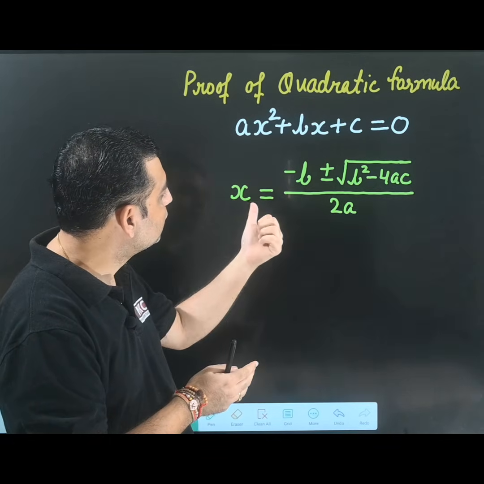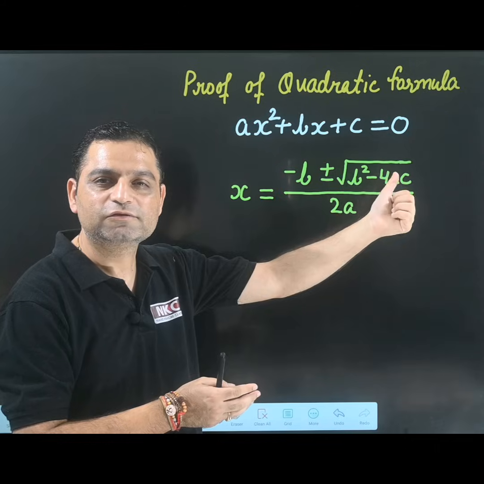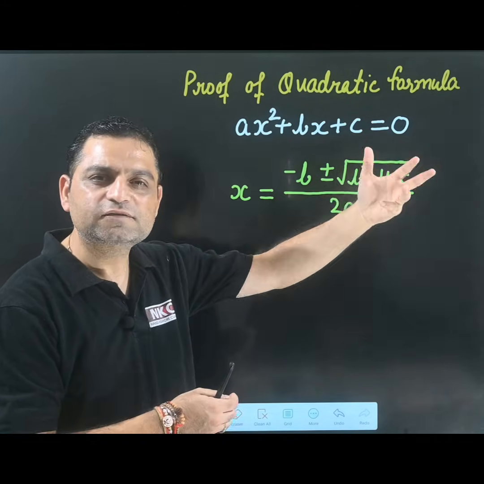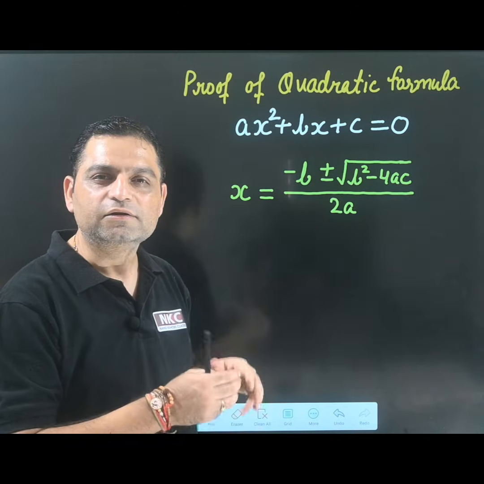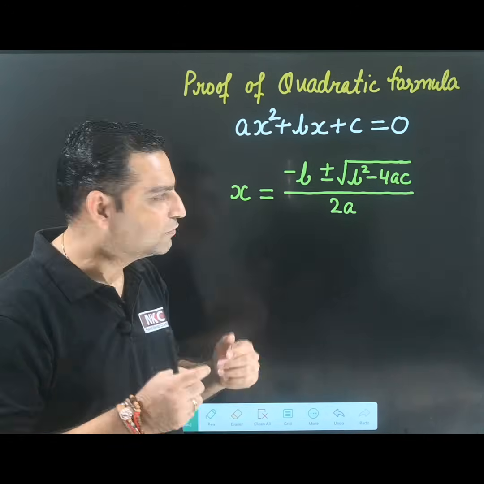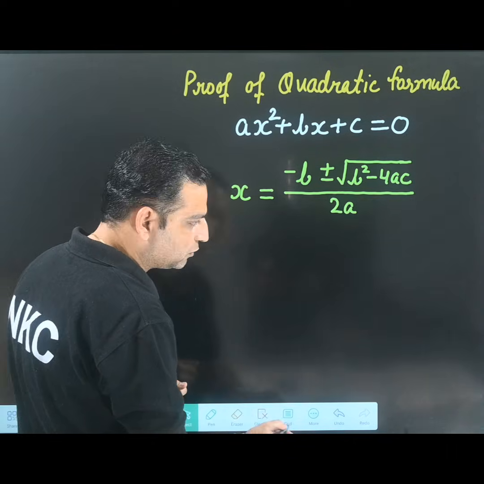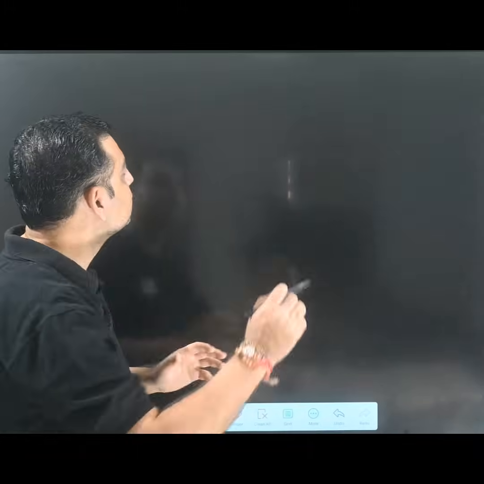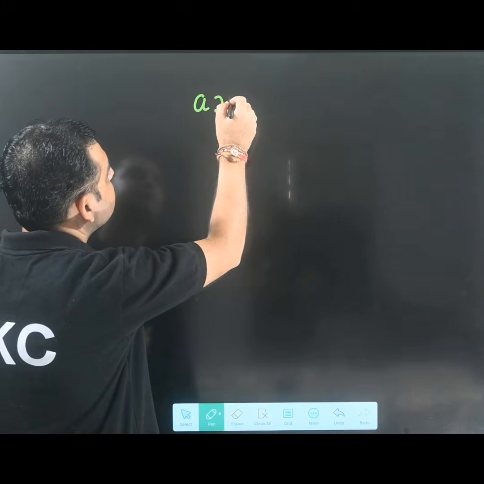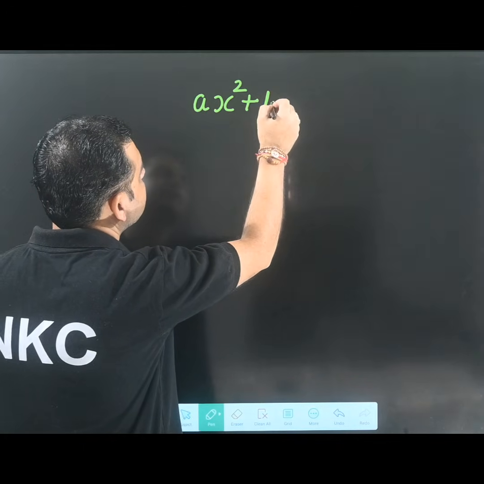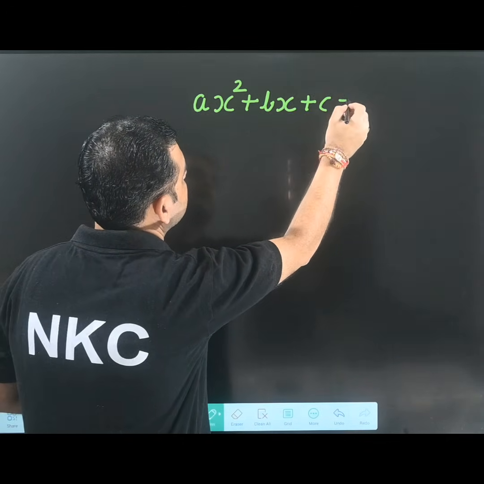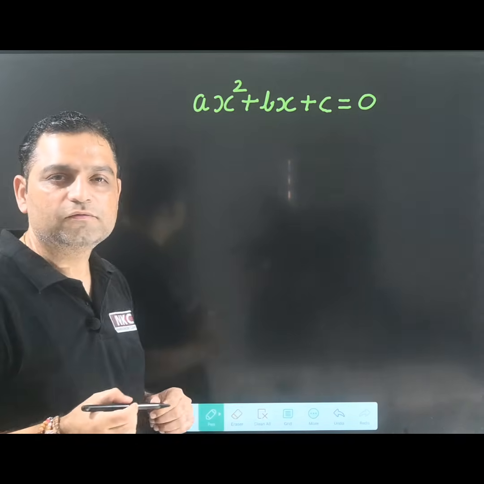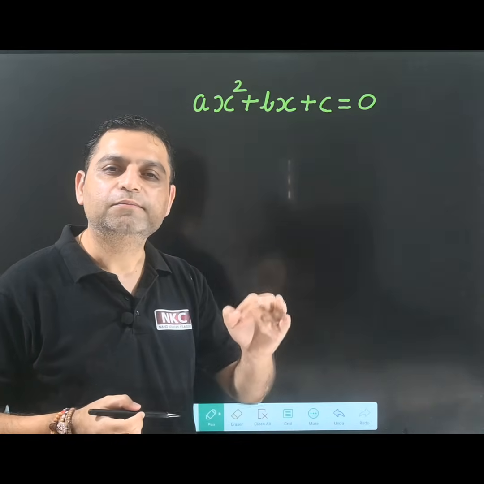This is the quadratic formula: x equals minus b plus minus square root of b square minus 4ac upon 2a. This b square minus 4ac is specially known as the discriminant as well, denoted by capital D. Anyways, let us see how we are going to prove it. See, the given equation is ax square plus bx plus c is equal to 0. What we are going to do is prove it using the completing square method.